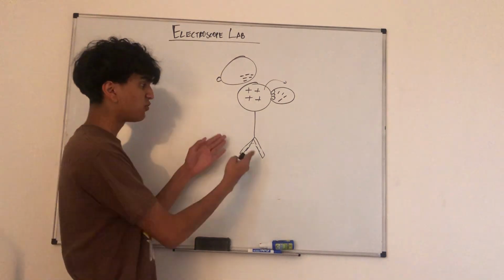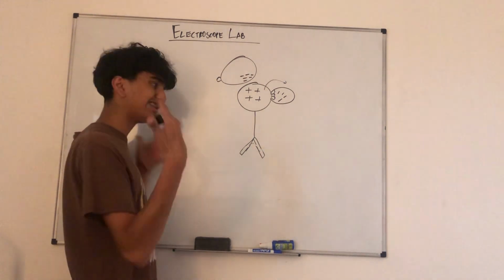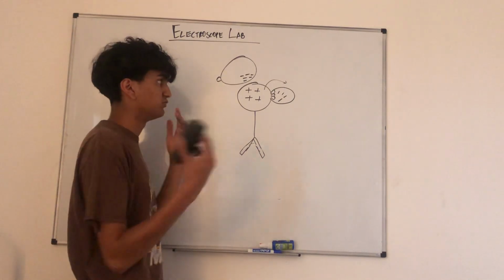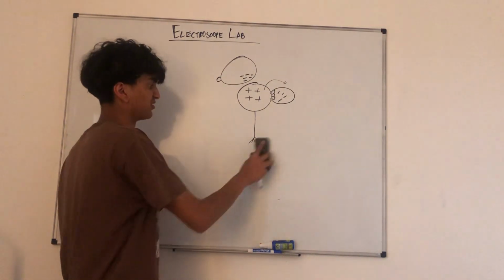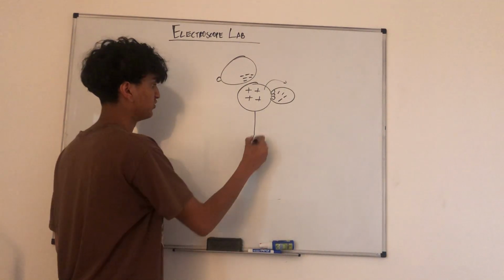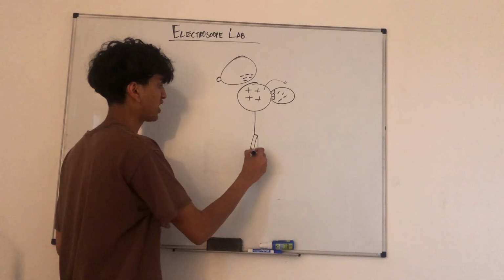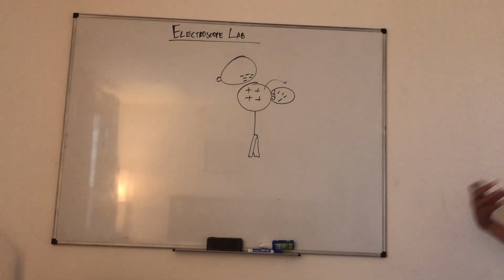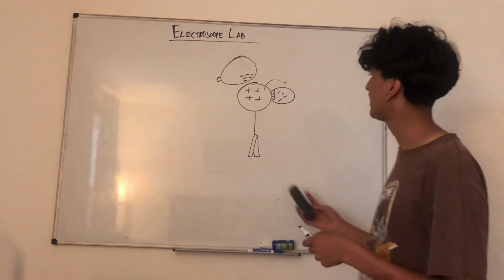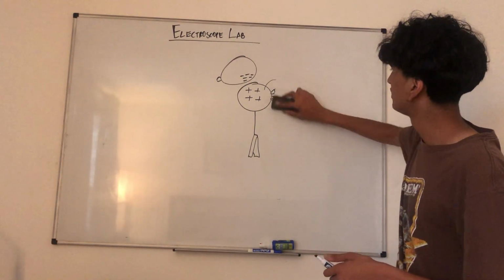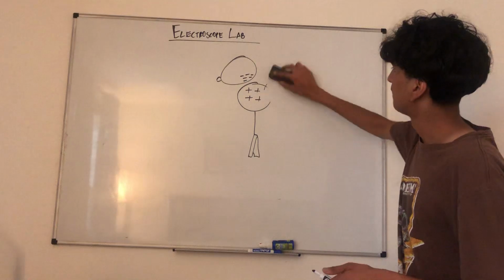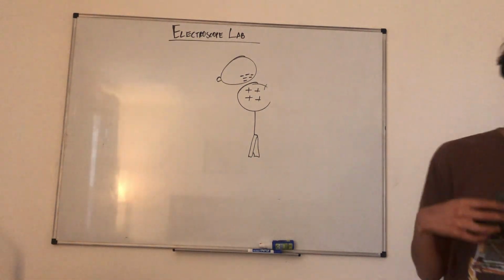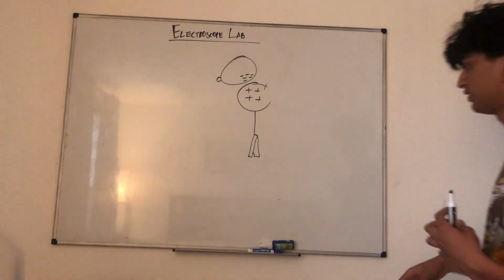So if there's no more negatives down here, is it still going to be deflected? No. And if you actually try this out in your lab, it'll stop deflecting when you start touching it. And this is kind of like grounding, right? We're grounding it, so that's not anything too crazy. But then when you take your hand away, then, sorry, you're not supposed to do that. I think you're supposed to take the balloon away.